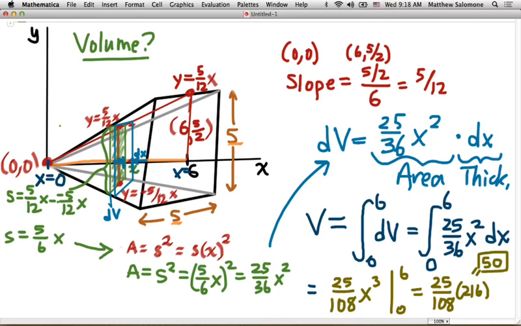Questions on this volume example before we talk for a few minutes about average value and then get into your groups?